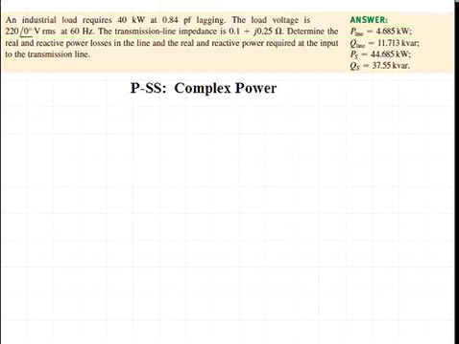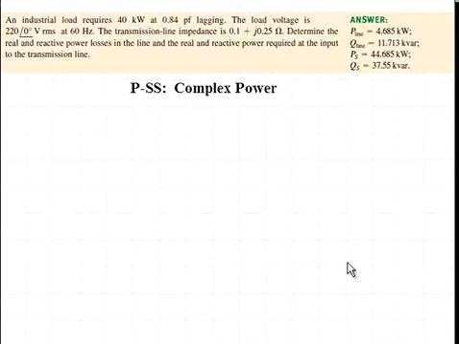This is Learning Assessment Problem 916. The problem-solving strategy here is that of complex power calculations. The problem states that an industrial load requires 40 kilowatts at a 0.84 power factor lagging. The load voltage is 220 volts at an angle of 0 degrees. The frequency is 60 hertz, and there is an impedance associated with the series transmission line.